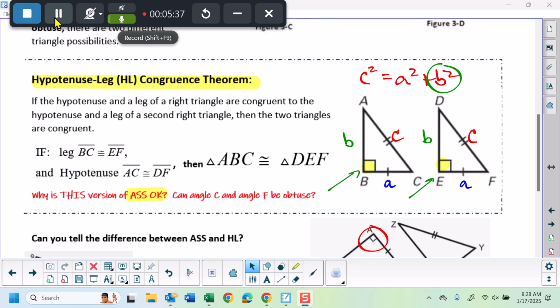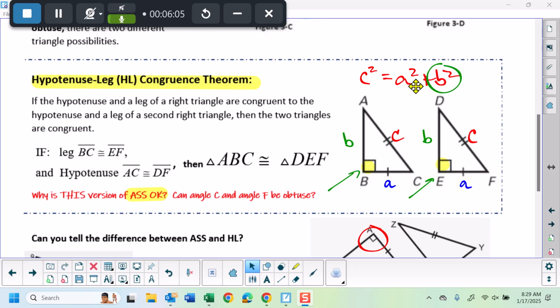Got it? So as soon as I see this hypotenuse leg, I know I have a right triangle, which means I can do Pythagoras. Now logic with me on this one. There's two ways to consider why HL is okay. If I have A and C, and I put it through the Pythagorean theorem, aren't I going to get the same answer for B? So the Pythagorean theorem justifies hypotenuse leg.